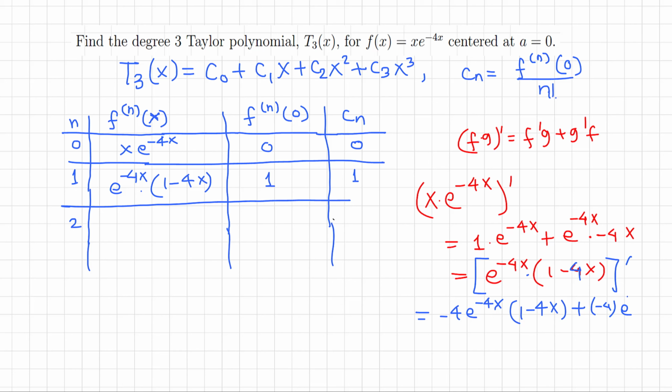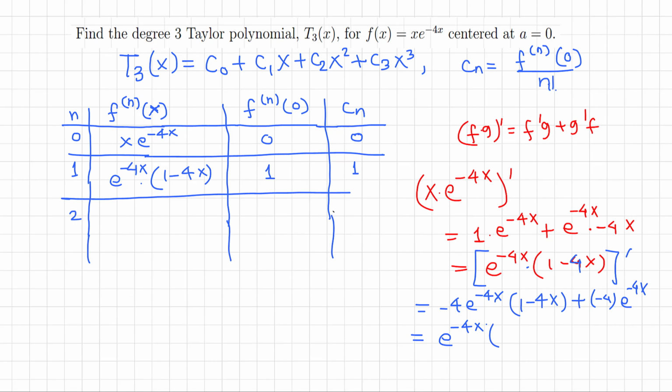First is e raised to negative 4x. We can simplify by factoring e raised to negative 4x out. That leaves negative 4, 1 minus 4x here. Let me put negative 4 out as well. So just 1 minus 4x, and then plus, there is nothing left because everything's out, so 1.